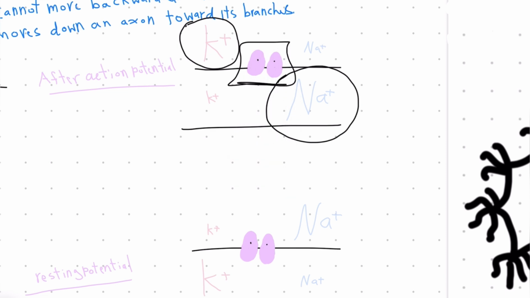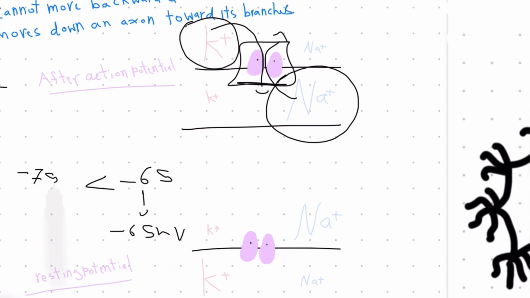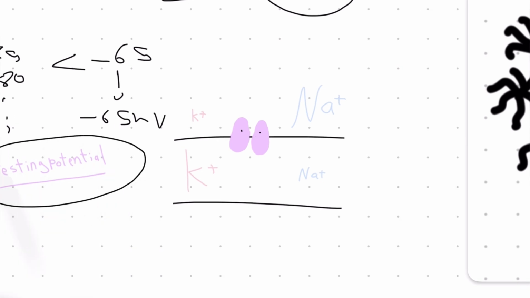The sodium-potassium pump restores the resting state by moving potassium inside and sodium outside, and so the voltage changes from less than -65 to -65 millivolts. Less than, it may be -75, -80, and so on. And now the resting potential is restored.